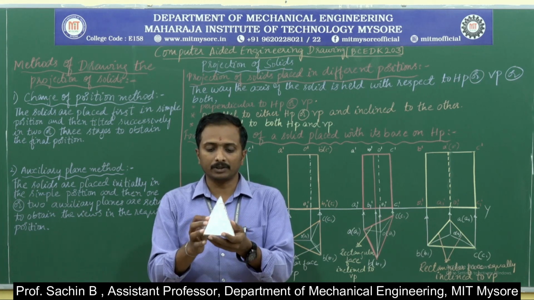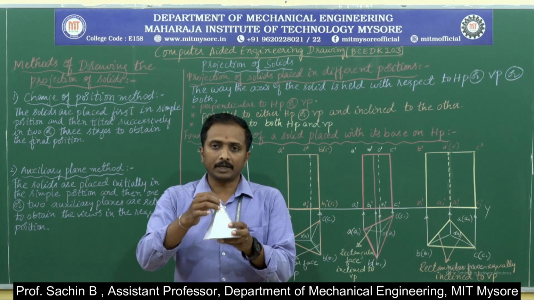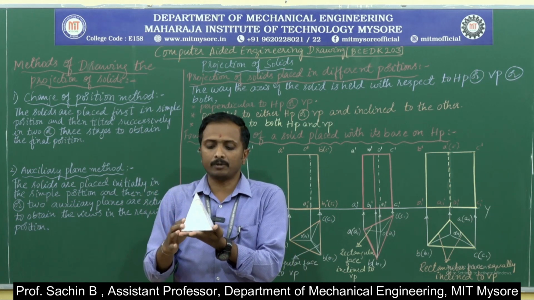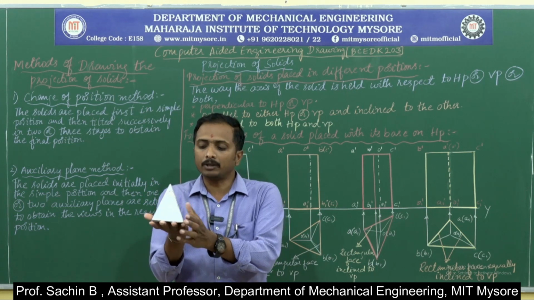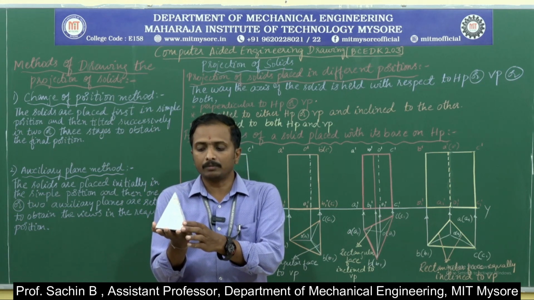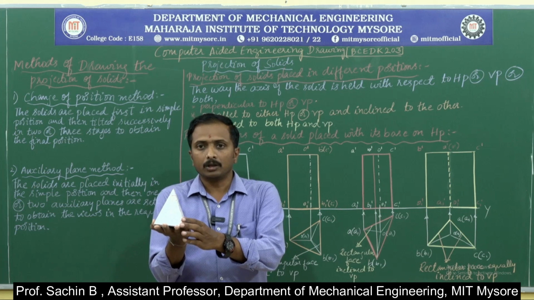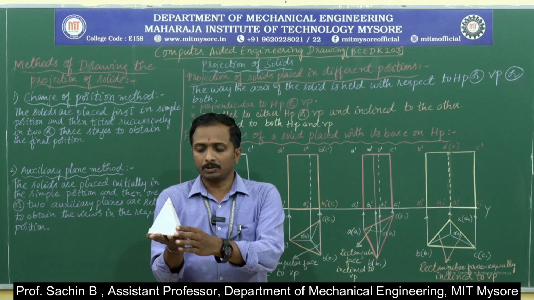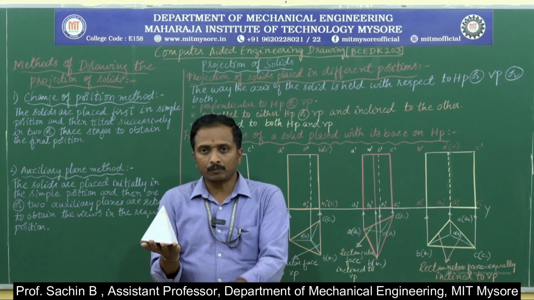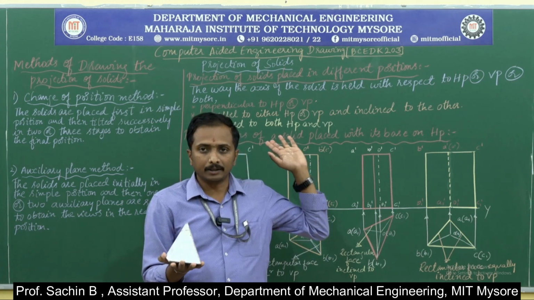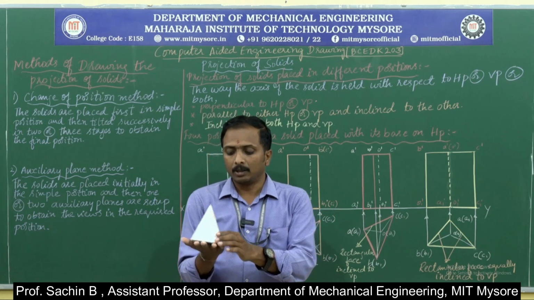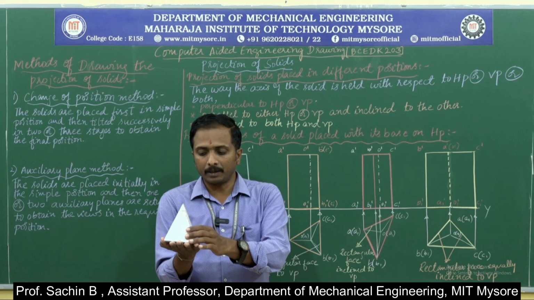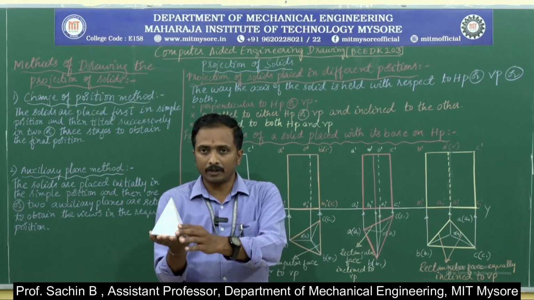shape, and they are connected from the base to the apex or the vertex. Now, according to the change of position method, in the first position I am going to keep this solid in the simplest position like this. Here I am considering this floor as the horizontal plane and this board as the vertical plane. Now I am keeping this solid, the pyramid, in a simple position in the first position.